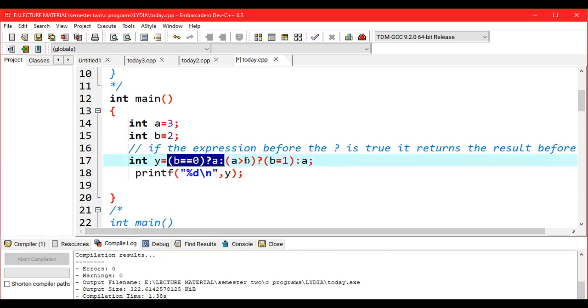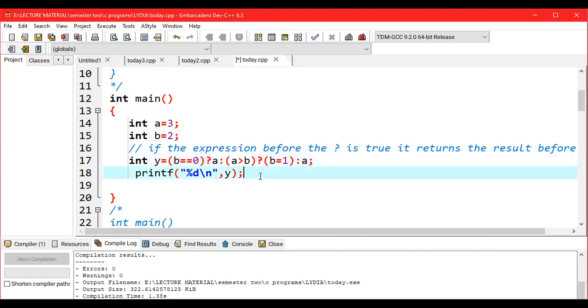Then comes to the next. Is A greater than B? Yes, true. But B is not equal to 0, then 1. Yeah, but it stops at the next true condition. Yeah, stops here. So it will return for you a yes or a no.